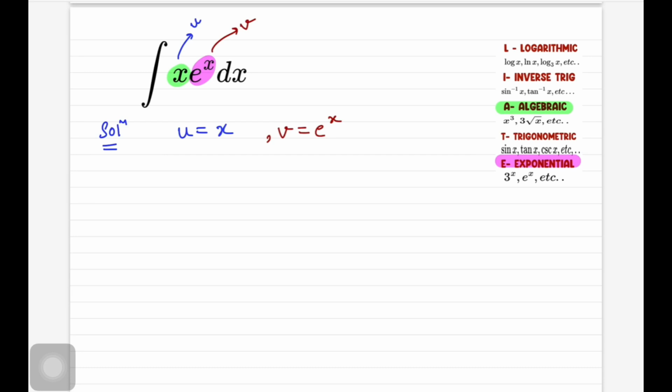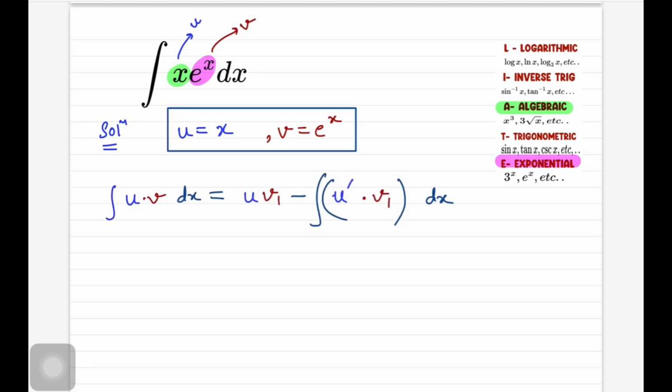Now, before finding the things, I would like to write down the formula. What we are going to do exactly is find the values of u prime and v1 and put them in the formula. Alright, so we are having u, right? So u equals x. When we are trying to find u prime, what will it become? The derivative of x. This is very simple. So it will become 1. So the value of u prime is 1. Next we have to find v1. For that I am writing first what is v.